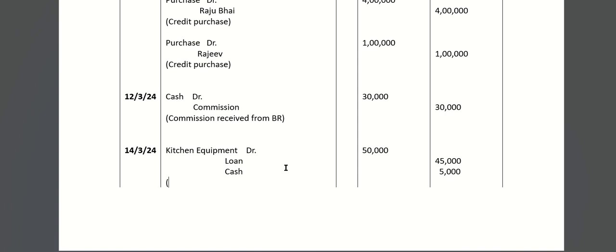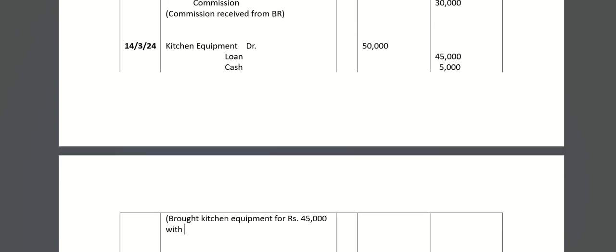Now when we write the narration, we can give a detailed explanation. Let's see. We bought kitchen equipment for rupees 45,000 with a loan from.